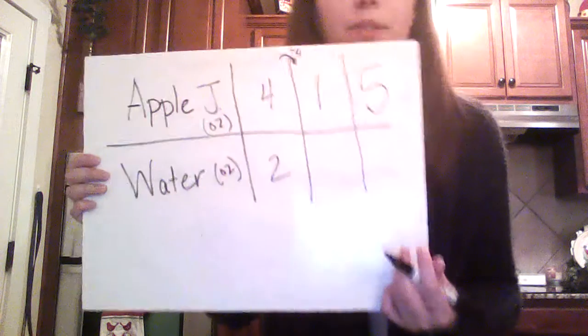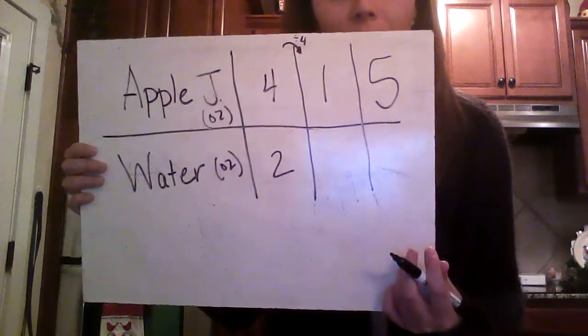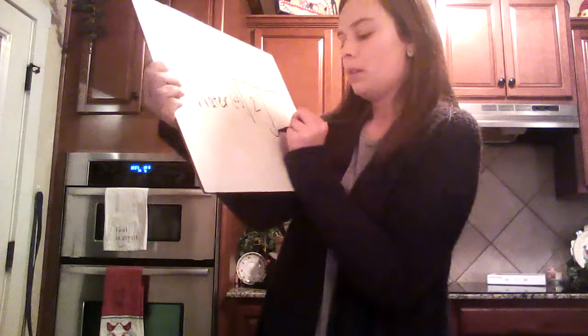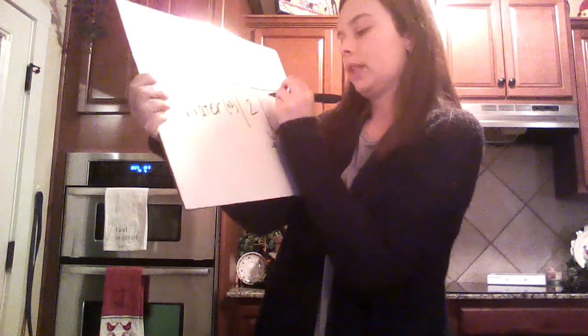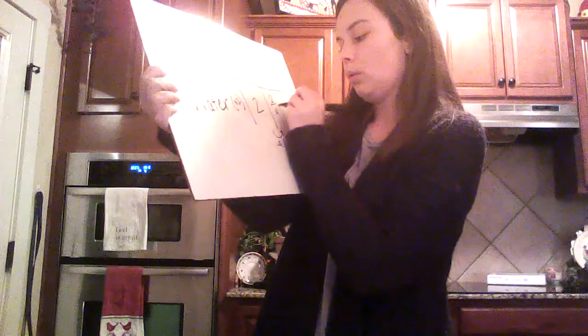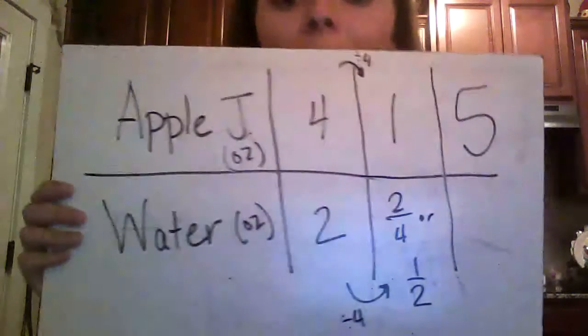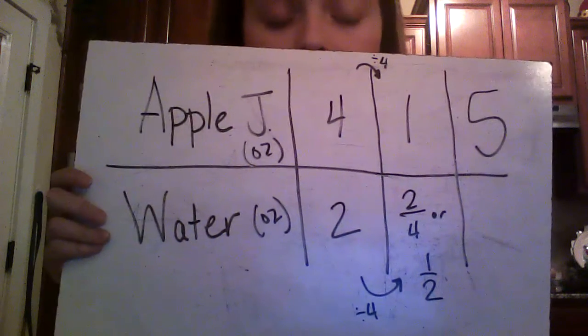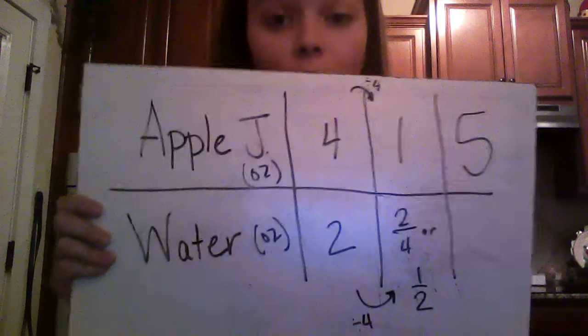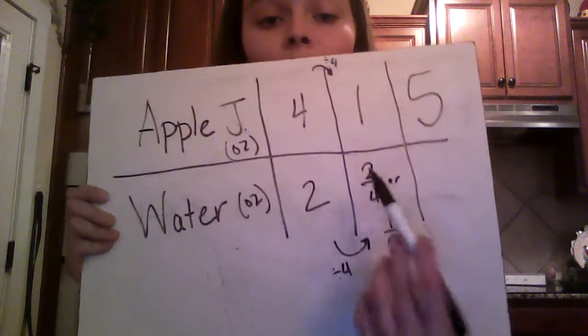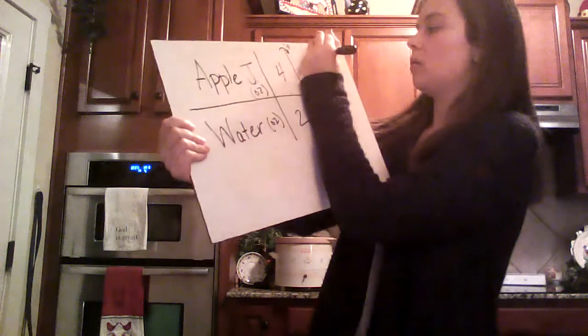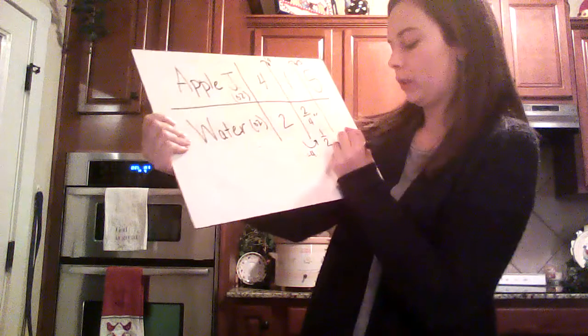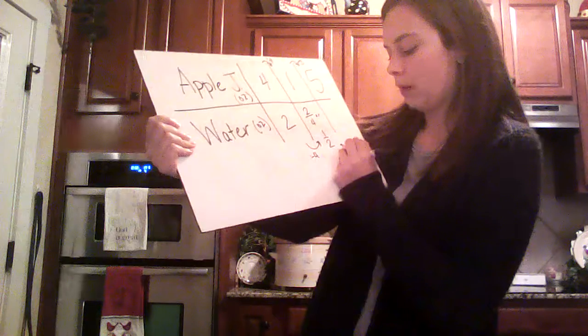So since we divided by 4 on the top, we're going to divide by 4 on the bottom as well. And that is going to give us 2/4 or 1/2 if we simplify. So if we have 1 ounce of apple juice, we are going to need 1/2 ounce of water to keep our ratio the same. So we're going to keep going, and we're going to go from 1 to 5 now. We have to multiply by 5. And since we multiplied the top by 5, we are going to multiply the bottom by 5 as well.